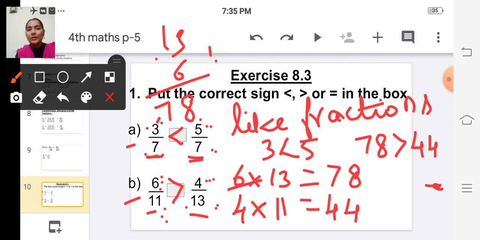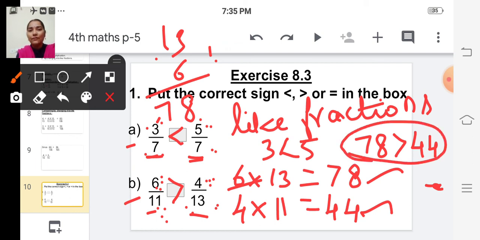So first cross multiply. 6 into 13 is 78 and 4 into 11 is 44. 78 is greater than 44. So 6 by 11 is greater than 4 by 13.